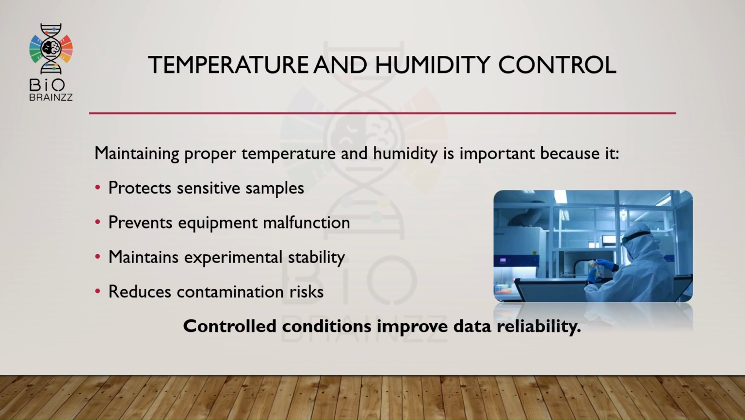Temperature and humidity control are especially important in laboratories handling sensitive samples. If temperature changes suddenly, chemicals may degrade, samples may get damaged, and equipment performance may reduce. Controlled environmental conditions help maintain experimental stability, contamination control, and reliable data generation.